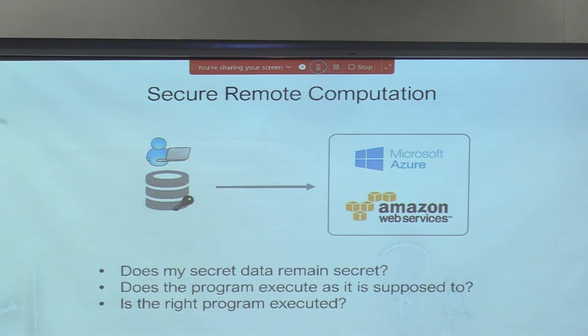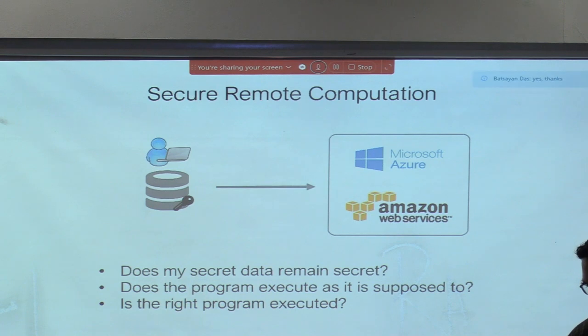Okay, good. So for those who missed this and are not in the room, I just talked about the setting of secure remote computation and an application for something like tax preparation where people might have these questions, right? I'm sending secret data to the cloud. Does that remain secret? Does the program that I want to be executing on this data in the cloud execute as it's supposed to? And is the right program being executed, right?